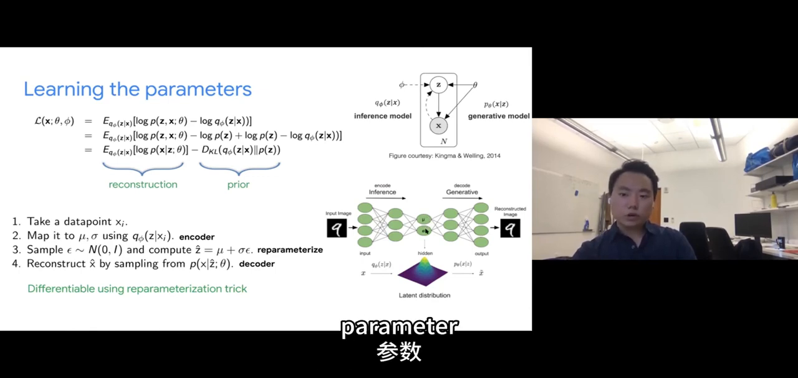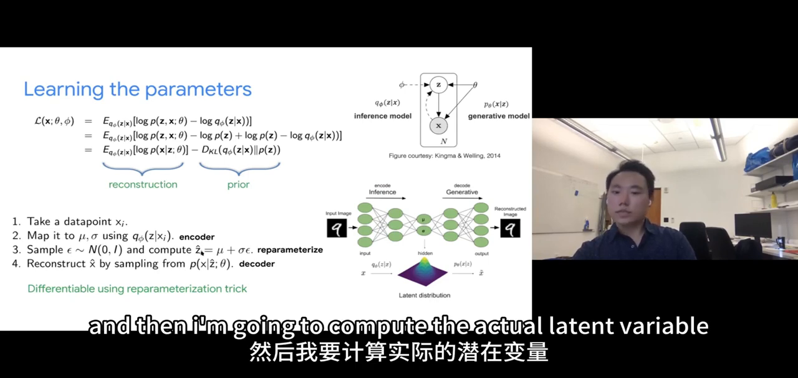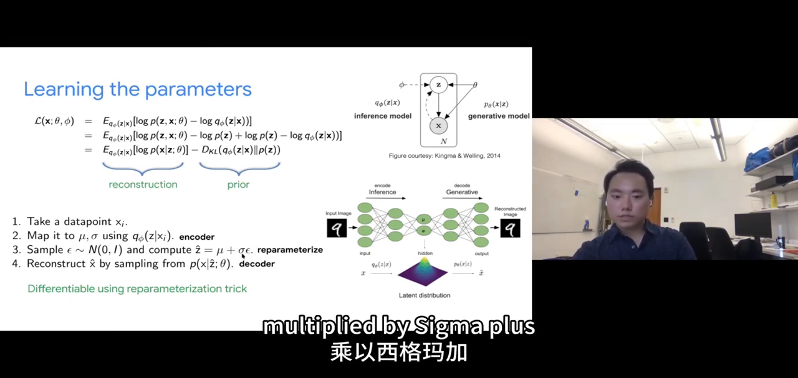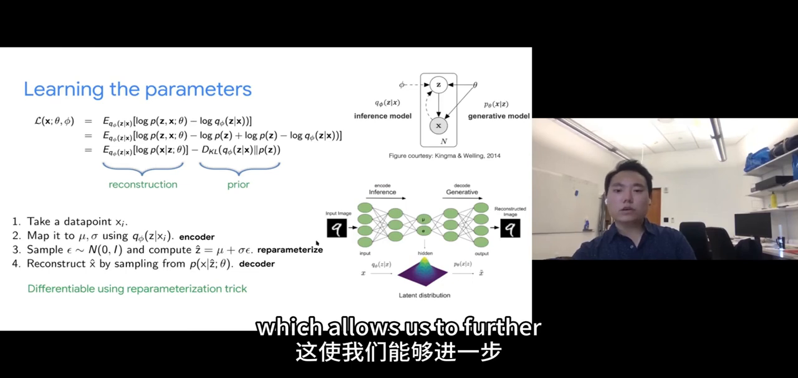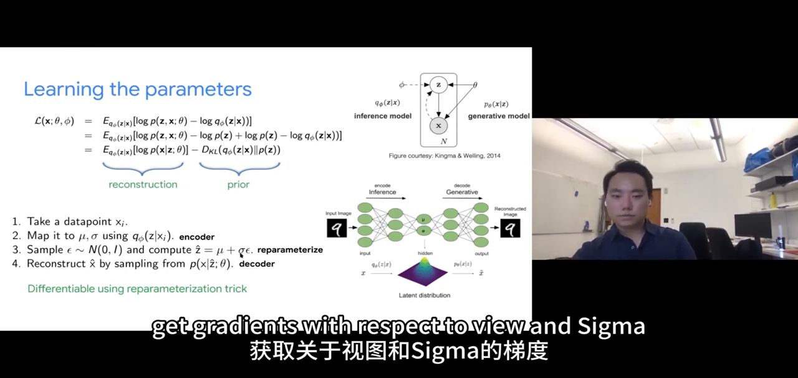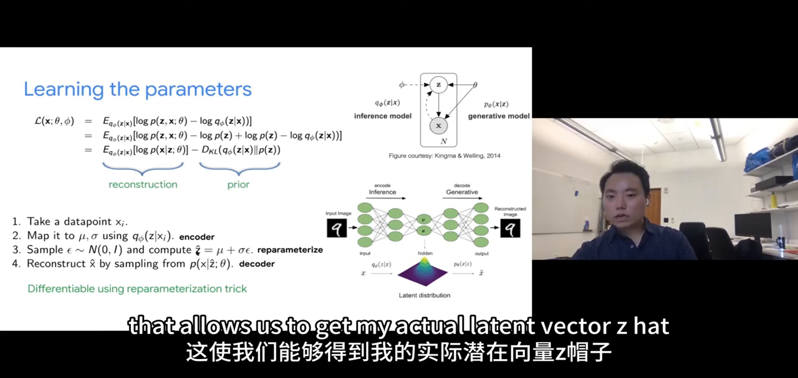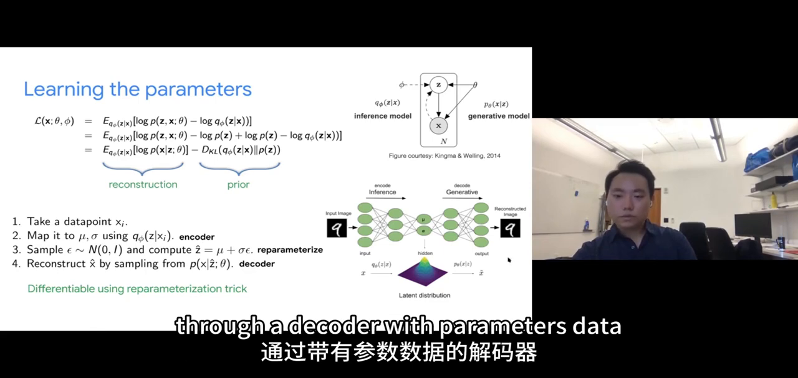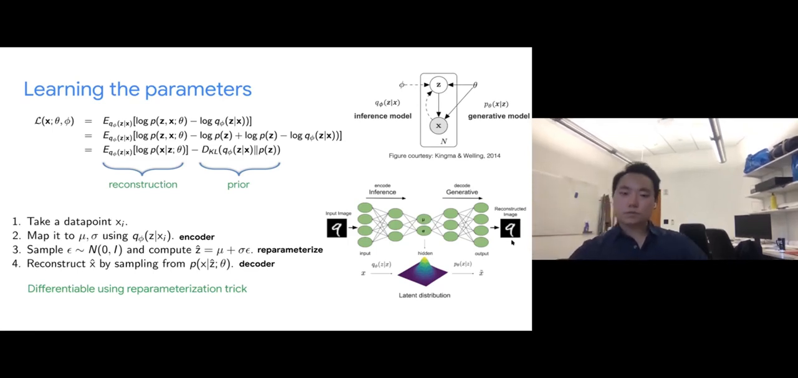Once you have this mean and variance parameter, I'm going to first sample noise, epsilon, from the standard normal, and then I'm going to compute the actual latent variable by a linear transformation of this standard normal multiplied by sigma plus mu. That's the reparameterization trick, which allows us to further get gradients with respect to mu and sigma, and only leave the randomness at epsilon. That allows us to get my actual latent vector z hat, and then I'm going to put z hat through a decoder with parameters theta to actually get the predicted output.